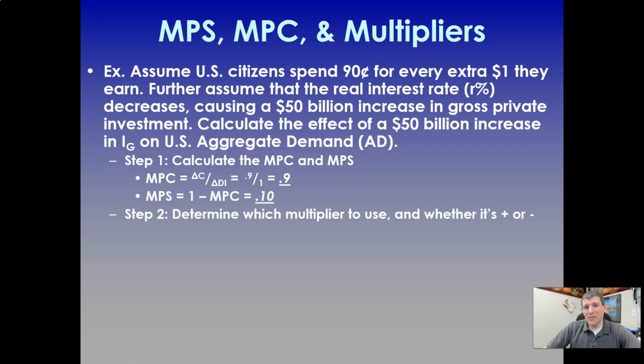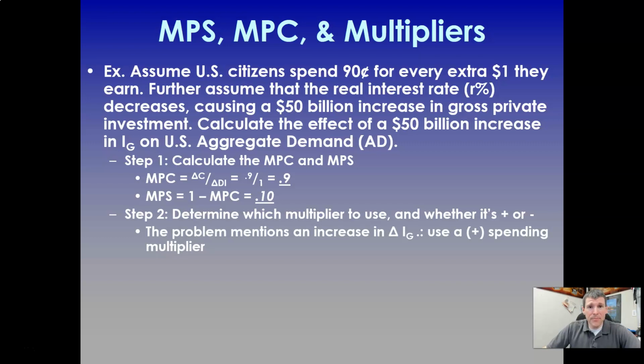So step 2, determine which multiplier to use and whether it's going to be positive or negative. Okay, so in this situation right here, we know it's going to be a positive multiplier, and it's going to be a spending multiplier, because we're talking about increasing spending, gross private investment, so spending is increasing. So we're using spending multiplier, and it's going to be a positive multiplier. Step 3, calculate the spending and or tax multiplier.